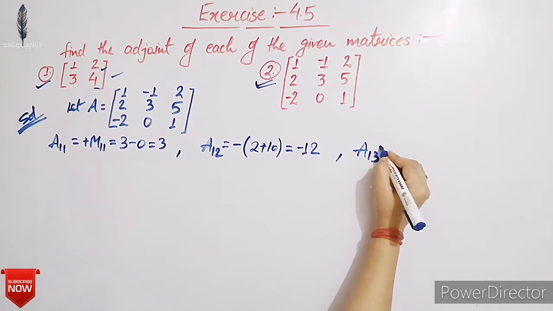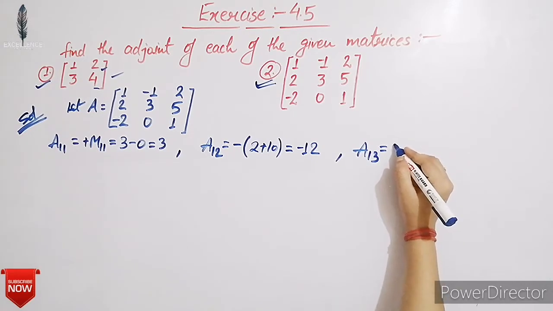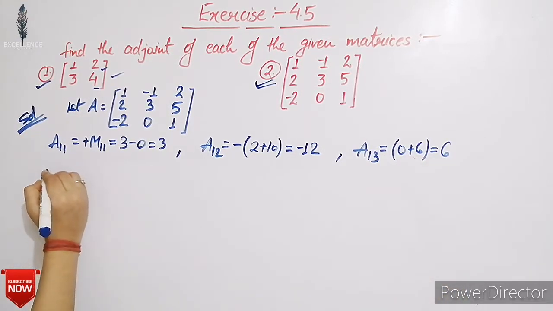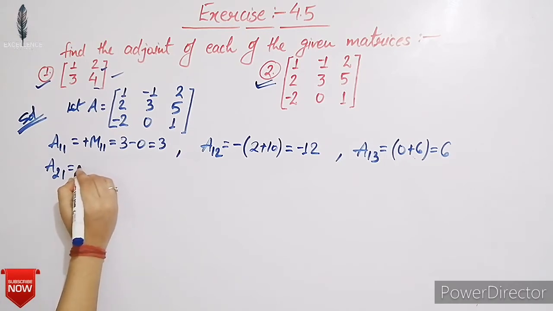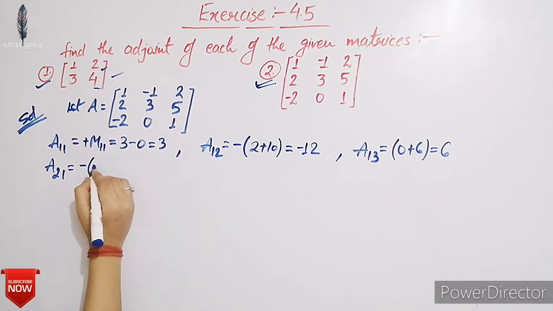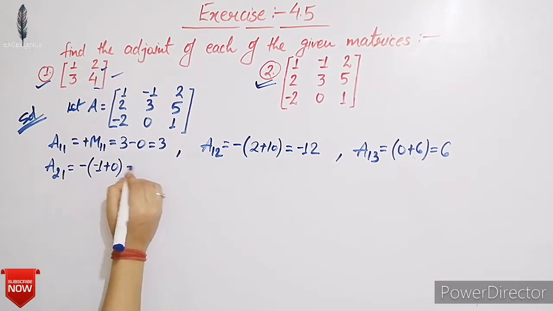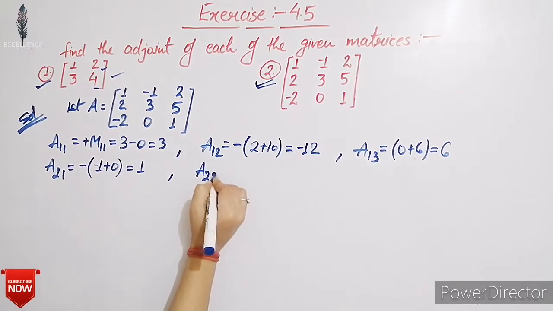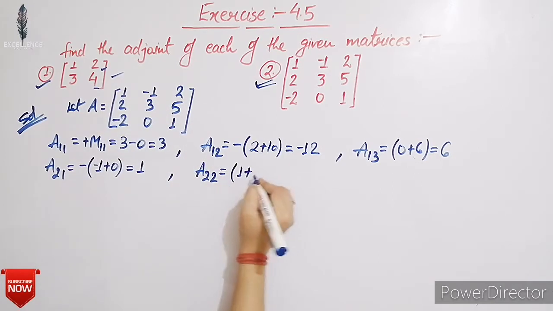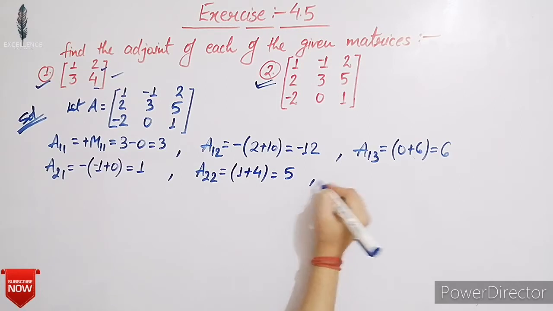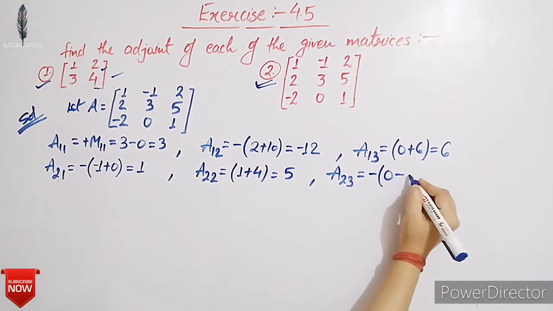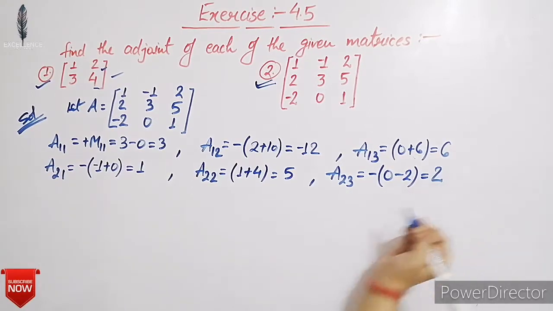Now A13 is equal to 3 plus 1, 4. So here positive M13. M13 is 0 plus 6. So here 6. Now A21. A21 is negative. Here minus 1 plus 0, that is positive 1. Now A22 is equal to positive M22. So on blocking second row second column, here we have 1 plus 4, that is equal to 5. And A23, that is negative M23. So here negative on blocking second row third column, we have 0 minus 2, that is equal to 2.